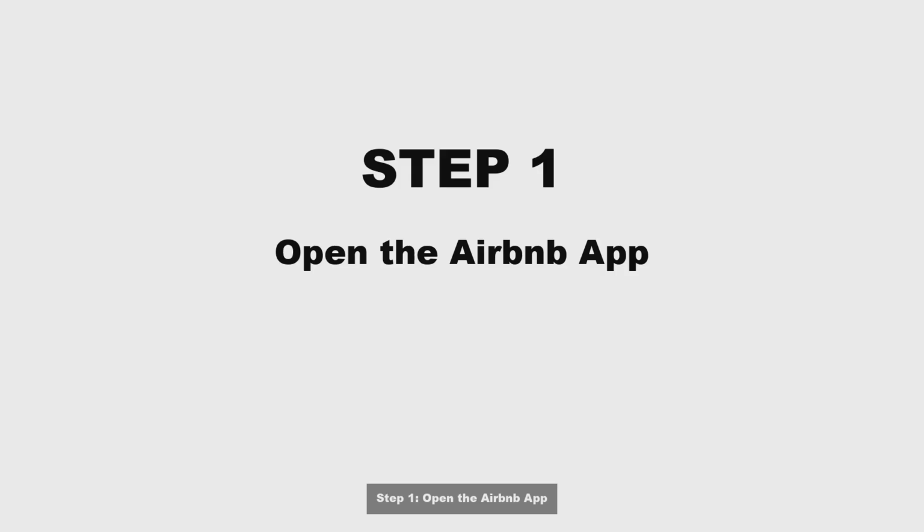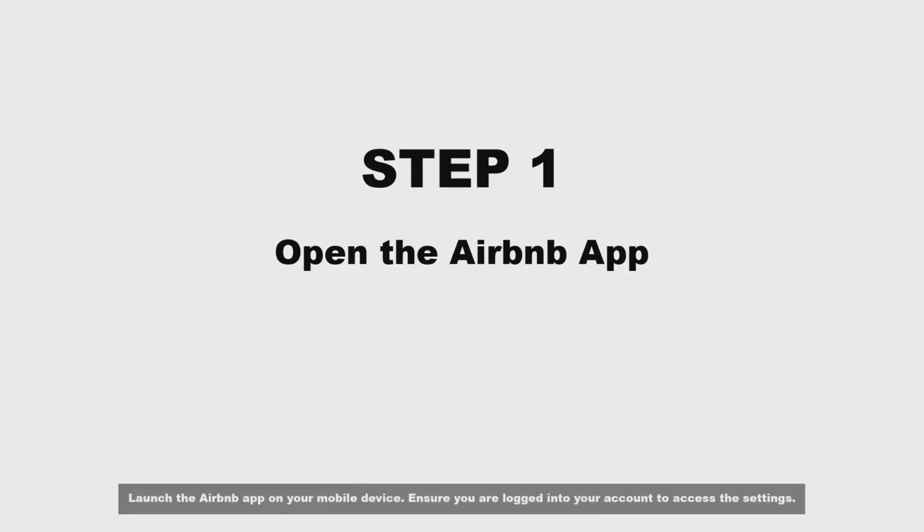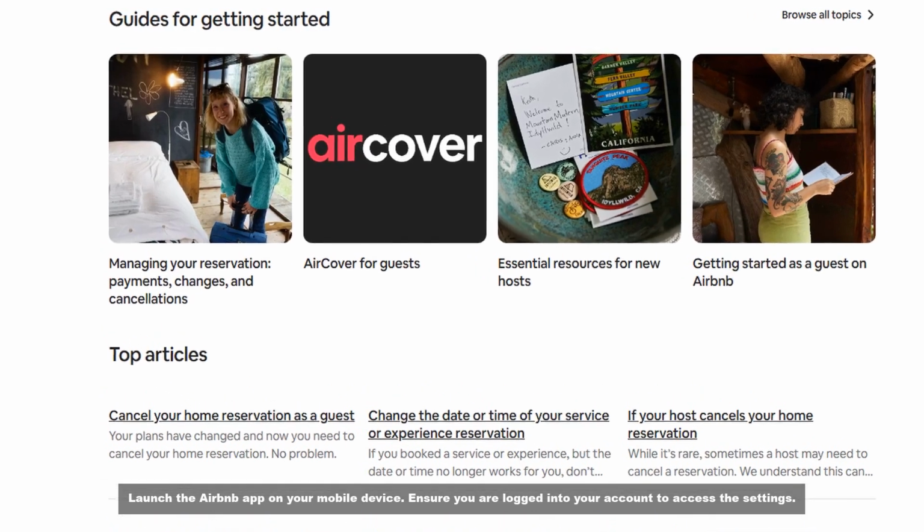Changing the language in the Airbnb is a straightforward process. Follow these steps to adjust the language settings to your preference. Step 1. Open the Airbnb. Launch the Airbnb on your mobile device. Ensure you are logged into your account to access the settings.